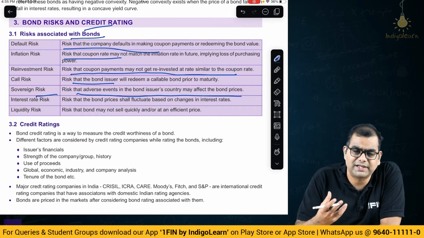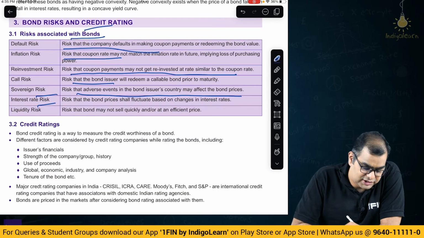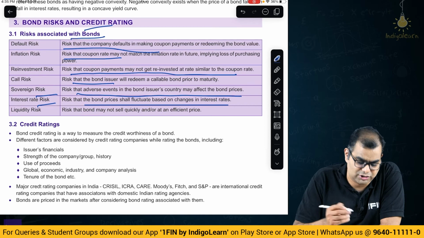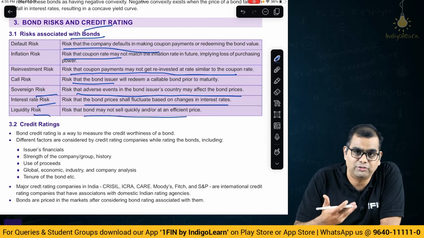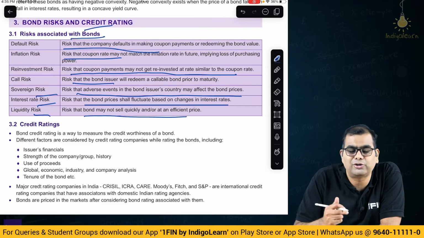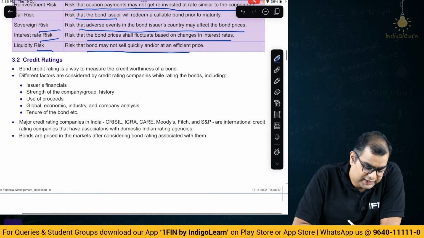That is basically the issue of political or geopolitical issues. Interest rate risk: the bond price will fluctuate based on changes in interest rates, which is normal. Liquidity risk: the bond may not sell quickly at an efficient price. You may not be able to sell the bond, as there are very few people willing to buy or sell. Right. What are credit ratings we discussed?